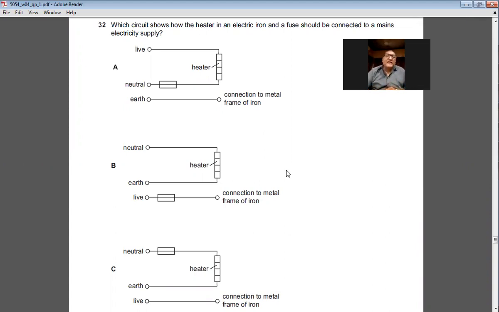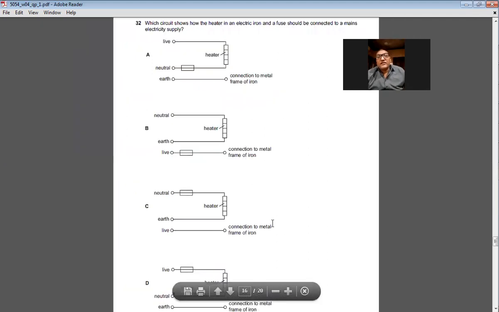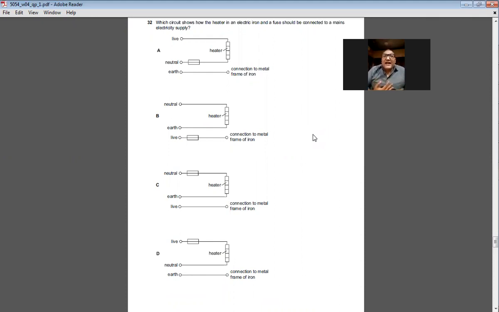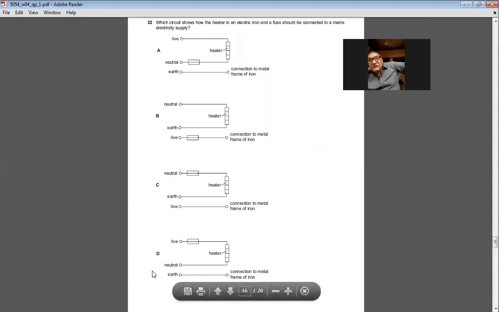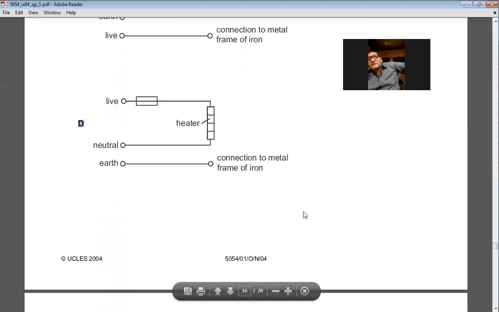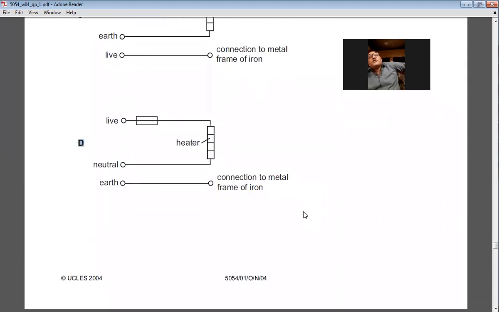The fuse should be connected in the live wire, and the earth wire should be connected with the metal casing. So the fuse should be in the live, and the earth wire should be connected with the metal frame of the iron. So I think D is the best option, sir. D is the right answer. Question number 32, D is the right answer.